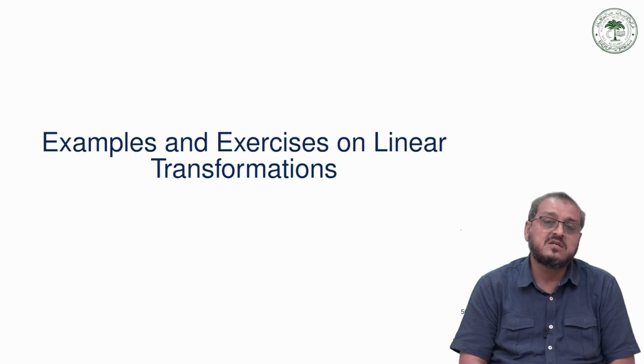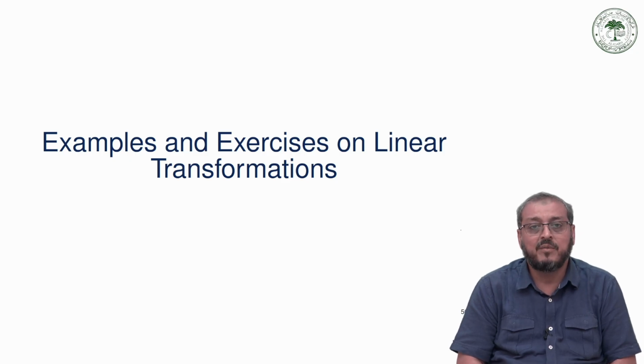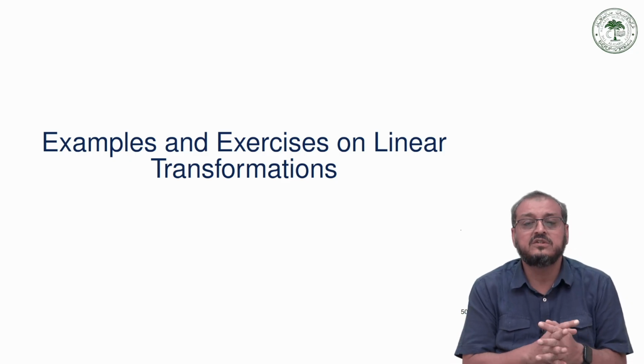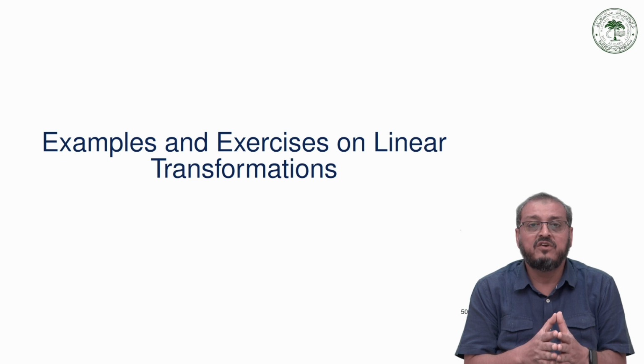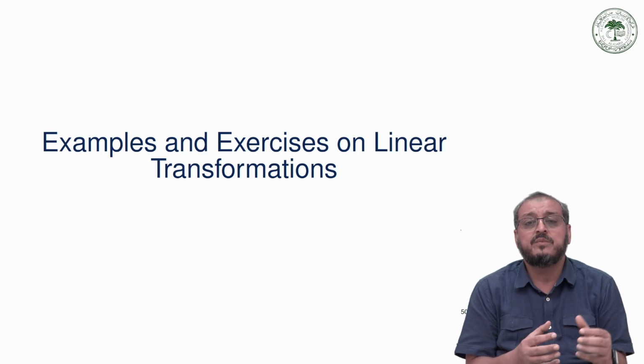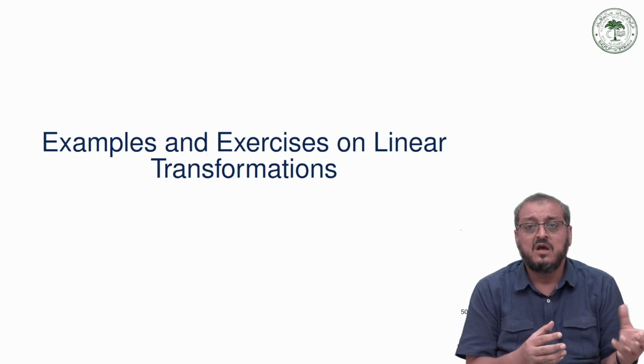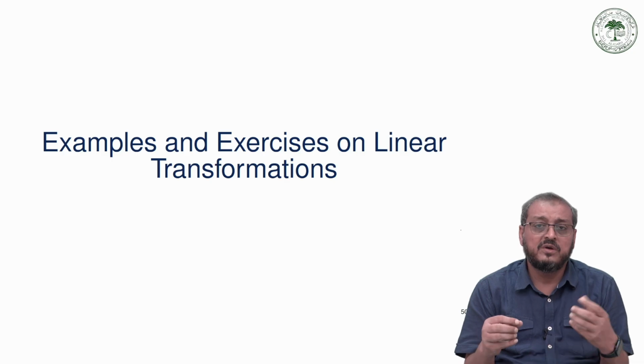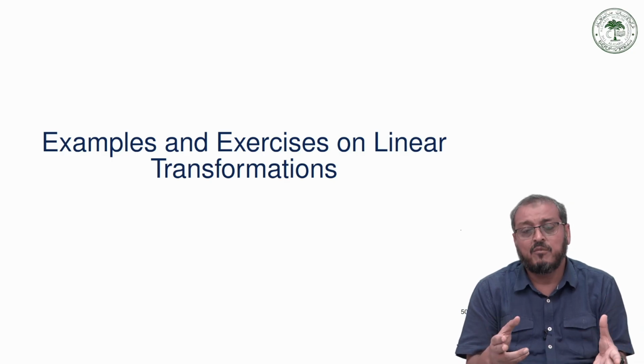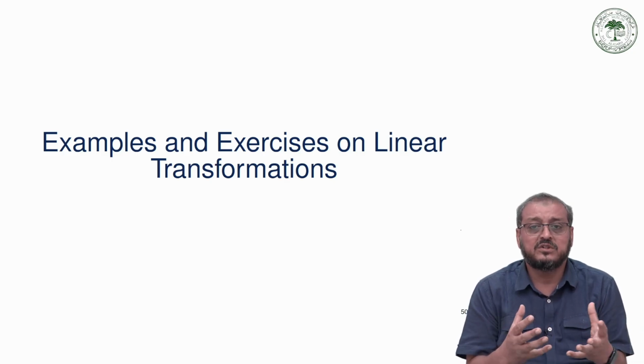In the last class, we discussed a theorem which says that if V1, V2, ..., Vn is a basis of a vector space V, and W1, W2, ..., Wn are any vectors in W, then there exists a unique linear transformation T from V to W such that T of Vi is equal to Wi. We have to prove this theorem.